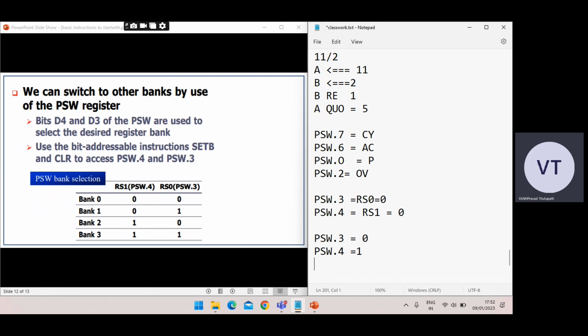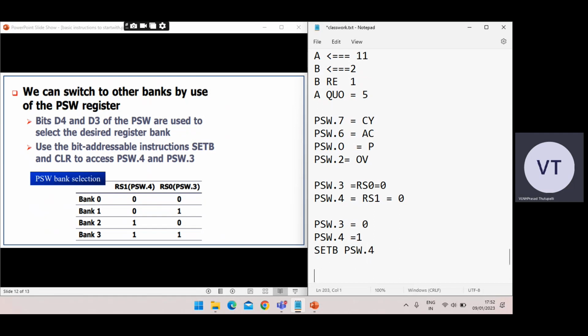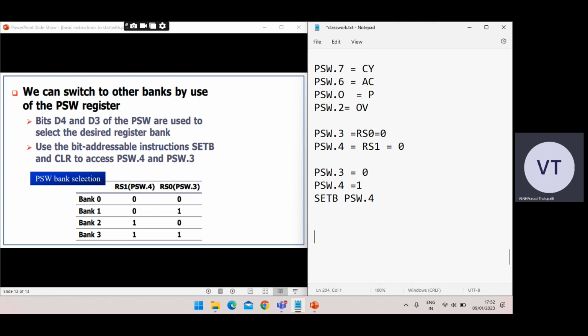The instruction is very simple: SETB PSW.4. Let us take one small example. MOV R0, #5H. You are loading 5 into R0. This R0 is the R0 register in register bank 0.